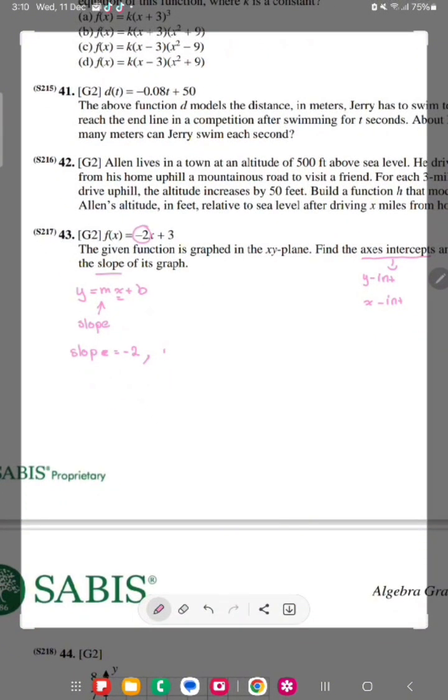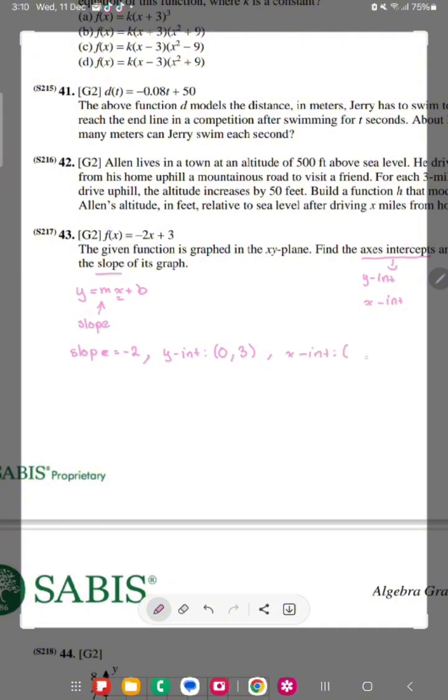Now, your y-intercept is equal to, okay, and your y-intercept, your x is always 0. So substitute 0 in your x. So it's going to be negative 2 times 0 plus 3. So 0 plus 3 is equal to 3. So that's your y-intercept.